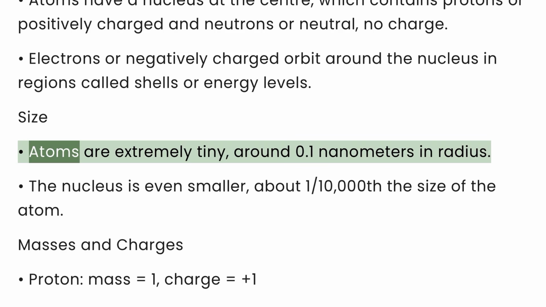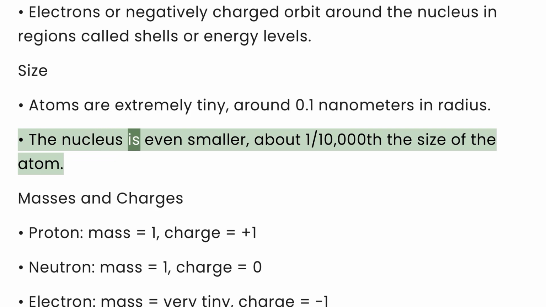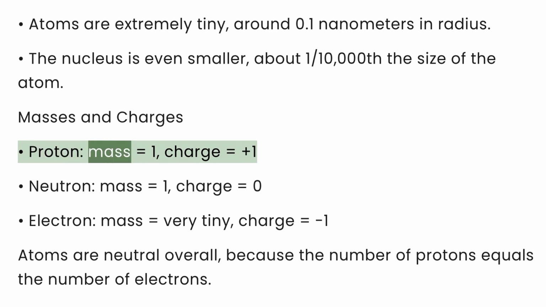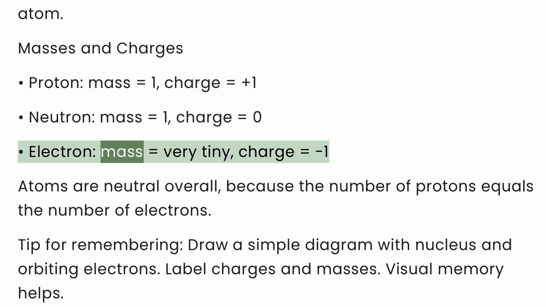Size. Atoms are extremely tiny, around 0.1 nanometers in radius. The nucleus is even smaller, about 1/10,000th the size of the atom. Masses and charges. Proton: mass equals 1, charge equals +1. Neutron: mass equals 1, charge equals 0. Electron: mass is very tiny, charge equals -1.